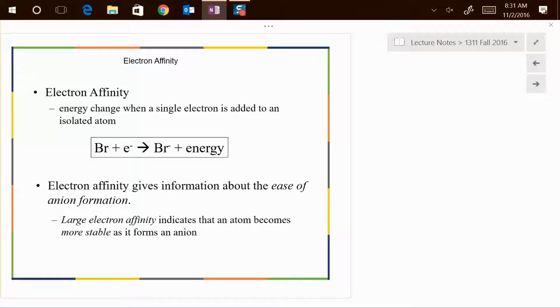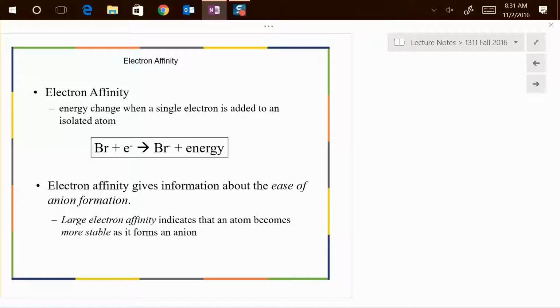Now, the actual definition of electron affinity is the energy released when you bind an electron. How much energy is released when you bind an electron? The more energy released when you bind an electron, the stronger your affinity for electrons. It's the energy change when a single electron is added to an isolated atom. That's how we define it.